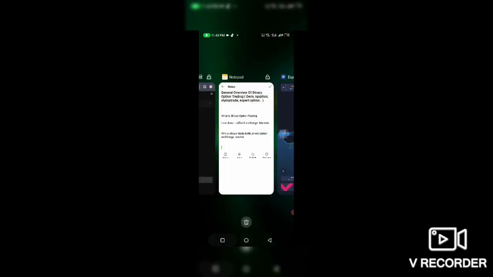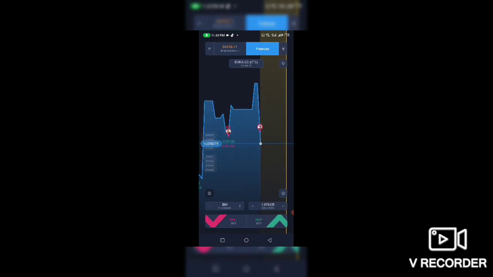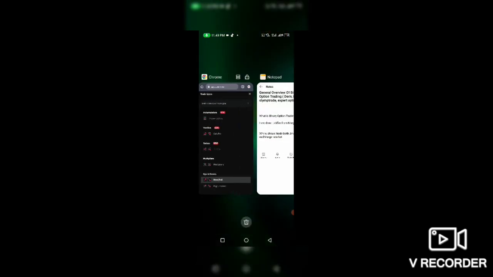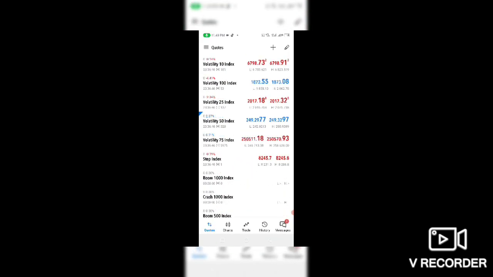Now if you go to the note, it says how it differs from the margin market. Binary option trading is different from a margin market like this one. This is a margin market.